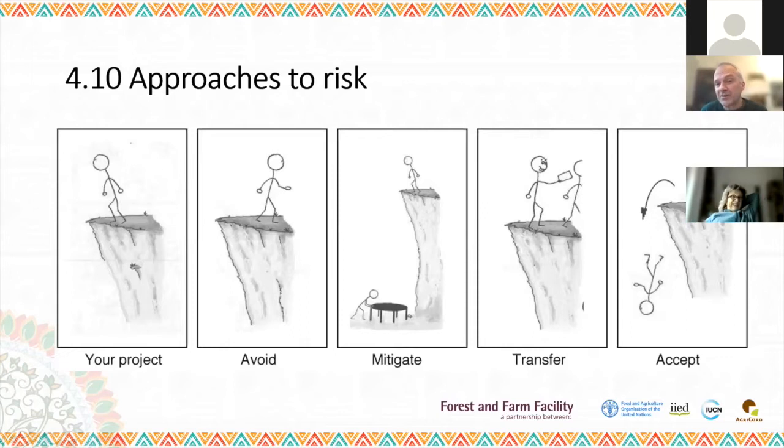Sometimes you could transfer the risk. So insurance is actually a way of transferring the risk. So you might say, well, one of our risks is that the crop might fail because of climate change, but it's not very likely to happen. But if we paid an insurance company a little bit of money each year, then in the good years, we'll just sell our crops. And if we do have a crop failure, the insurance will cover us. So that's a way of transferring risk.